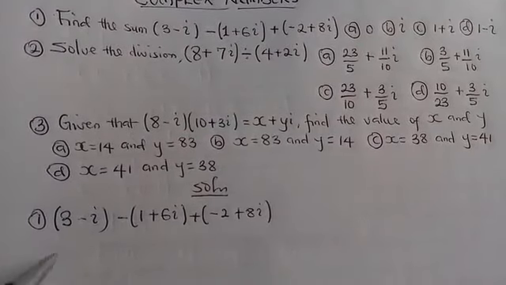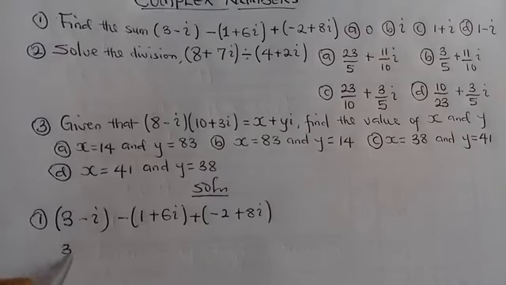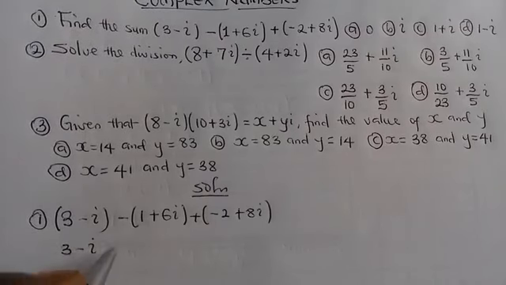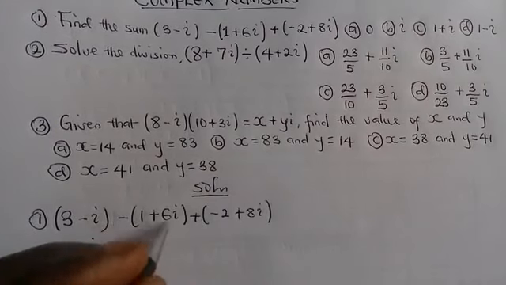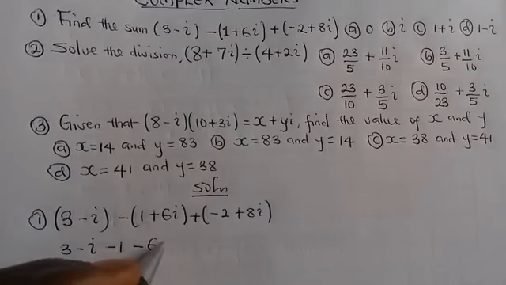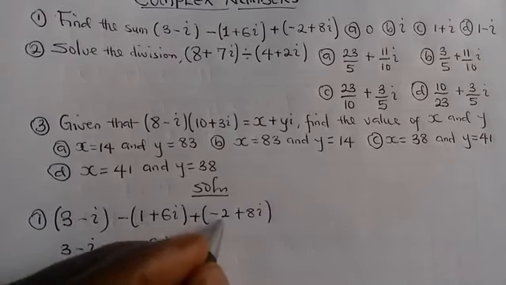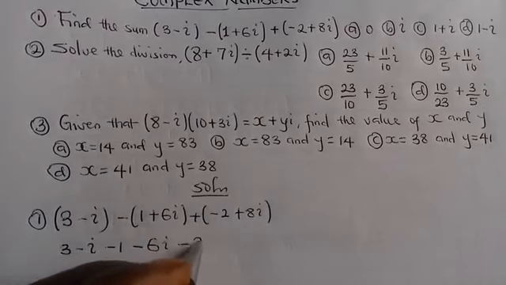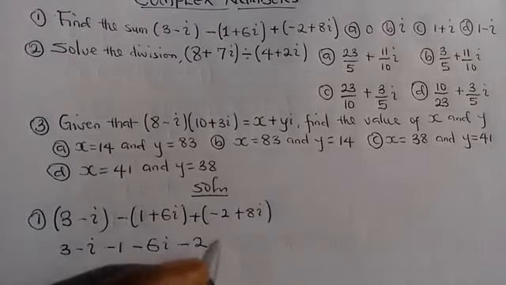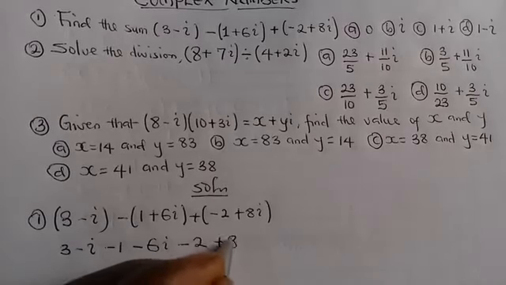Opening this bracket, we are going to have 3 minus i. Minus times 1, we are going to have minus 1. The same here, we are going to have minus 6i. Opening this one, plus times minus 2, we are going to have minus 2. Plus times plus 8, we are going to have plus 8i.